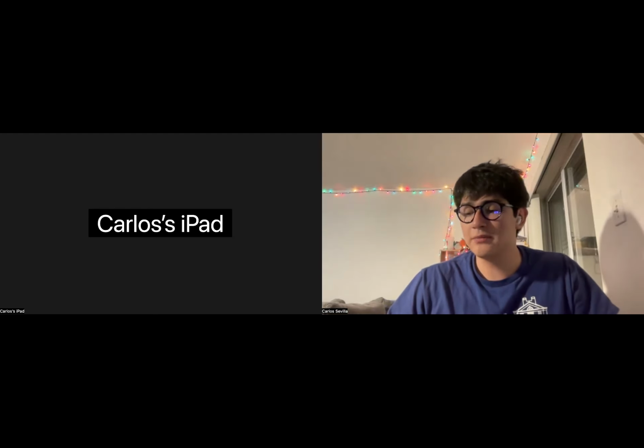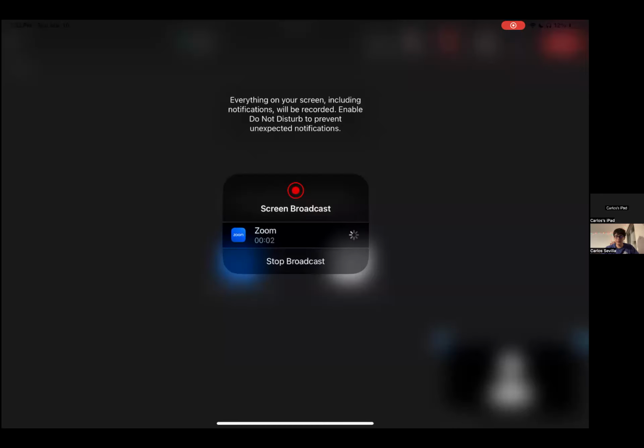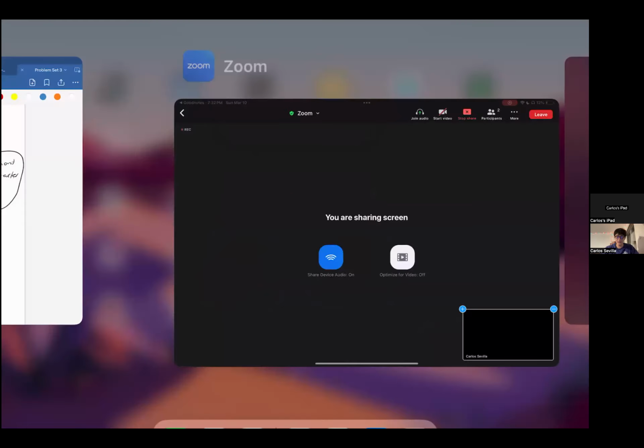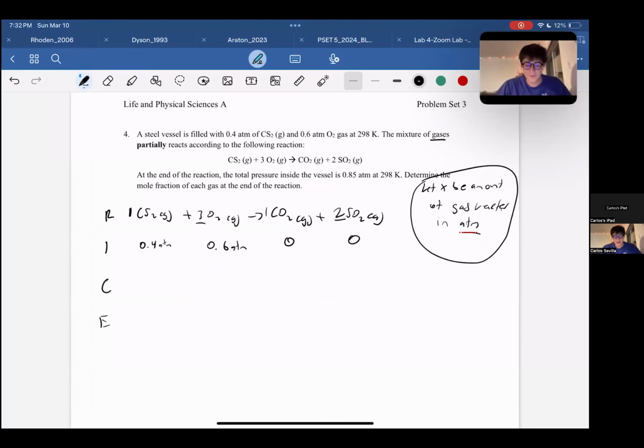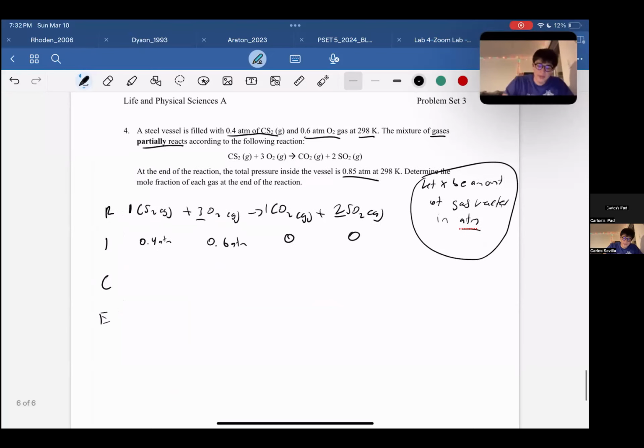And what we just talked about here, the reaction between liquids and solids, can also be applied to the relationship between gases by themselves. And so here, we have a nice little problem from problem set 3. A steel vessel is filled with 0.4 atmospheres of CS2 gas and 0.6 atmospheres of O2 gas, that's important, at 298 Kelvin. The mixture of gases partially reacts according to the following reaction. At the end of the reaction, the total pressure inside the vessel is 0.85 atmospheres. Cool. And they want us to calculate the mole fraction of each gas at the end of the reaction. Excellent. So what do we have here? We have 0.4 atmospheres, 0.6 atmospheres, and then we have 0 and 0.